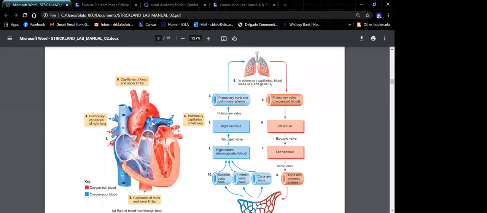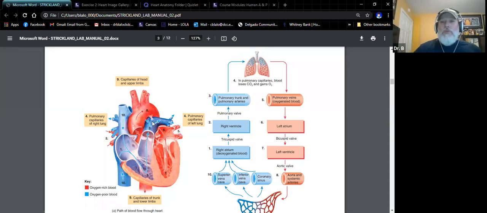Right. Everywhere else in the body, you can use red and blue. You see a red vessel in an arm, it's an artery. You see a blue vessel in a leg, it's a vein. But if it's going to the lungs or coming back from the lungs, they're the opposite. Going to the lungs, that's going to be blue, but it's an artery. Coming back from the lungs, that's going to be red, but it's a vein.